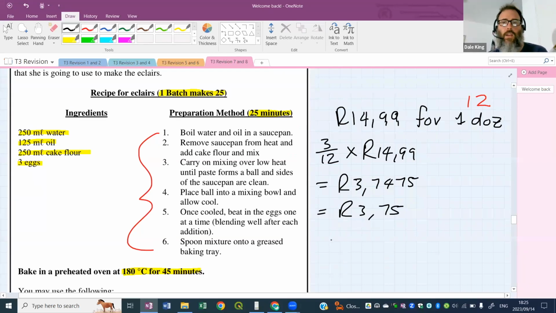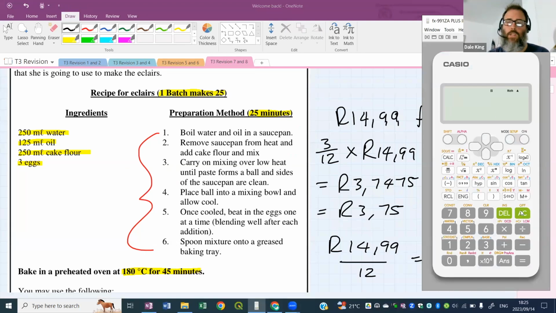So saying I need 3, I've paid for 12, which is $14.99. How much does it cost for my 3? Well, it's 3 out of 12, which is a quarter. 3 over 12 is a quarter. So what is 1/4 of $14.99? There we go, 3.75. Another way to do it is to divide your $14.99 by 12 to get a price for 1 egg, per egg.